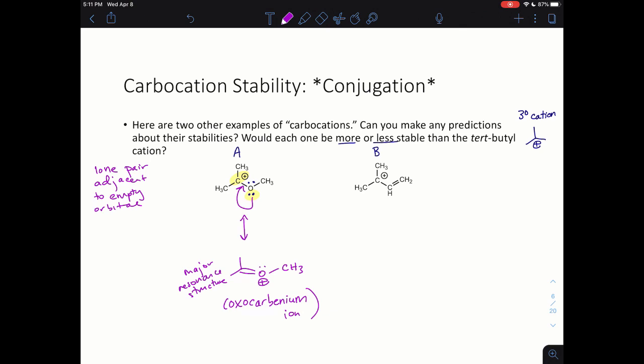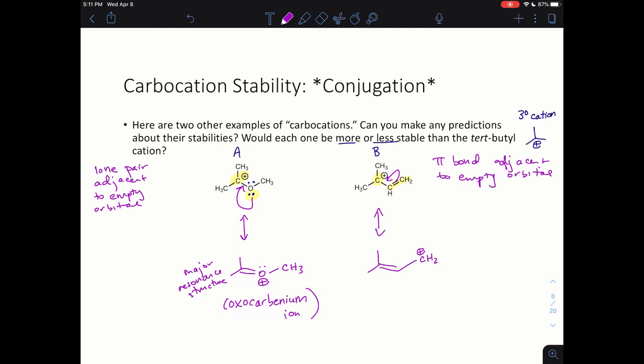So A can be described by a resonance structure. Let's take a look at B. Hopefully you've seen the theme. For B, we have a pi bond adjacent to an empty orbital. And this is another one of our patterns for recognizing resonance structures. So we can show resonance here. Both of these molecules have resonance structures.